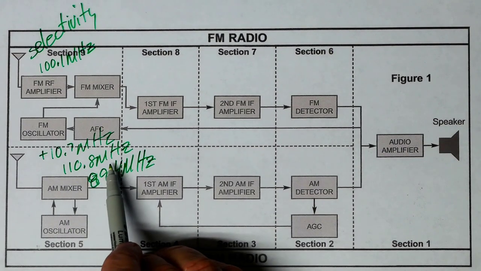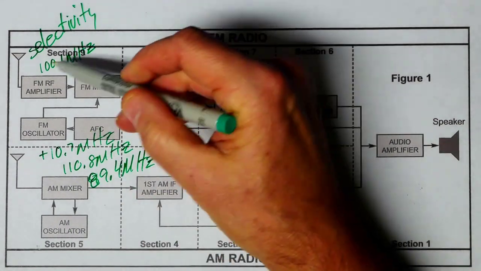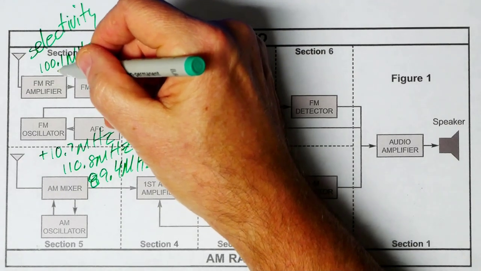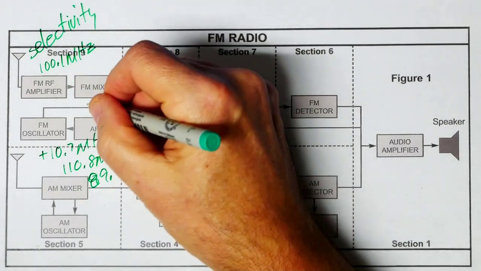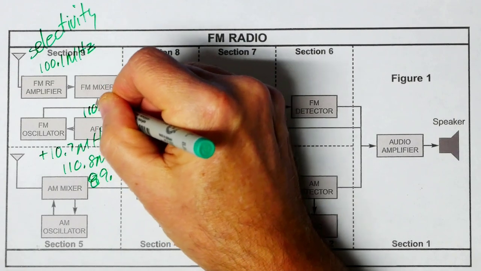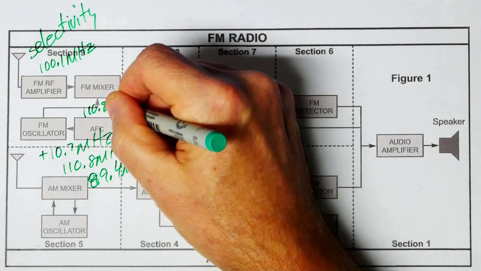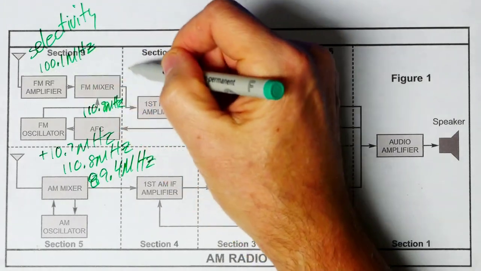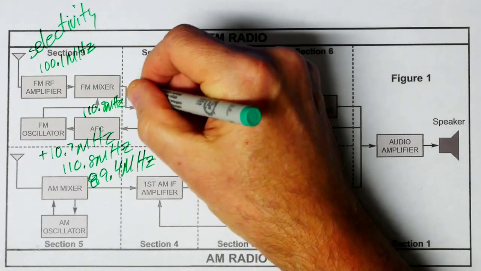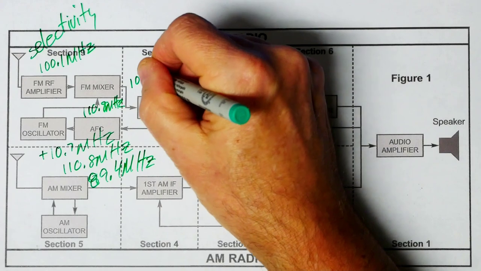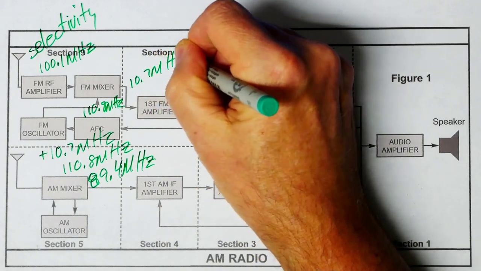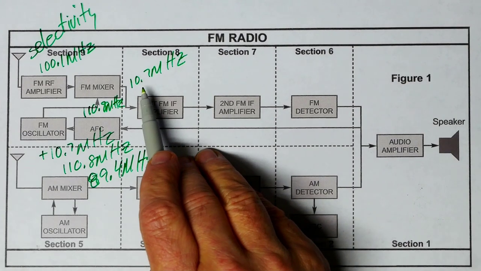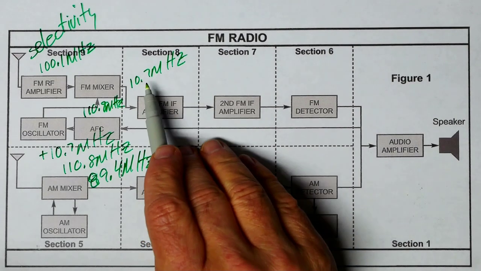We take our 110.8 megahertz and mix it with the input from our RF amplifier at 100.1. So we have those two frequencies, 110.8 and 100.1. And the difference frequency that's going to come out is 10.7 megahertz. So you're going to see this one a lot. Of course, it's going to be varying at the rate of the audio and the deviation value of that audio.